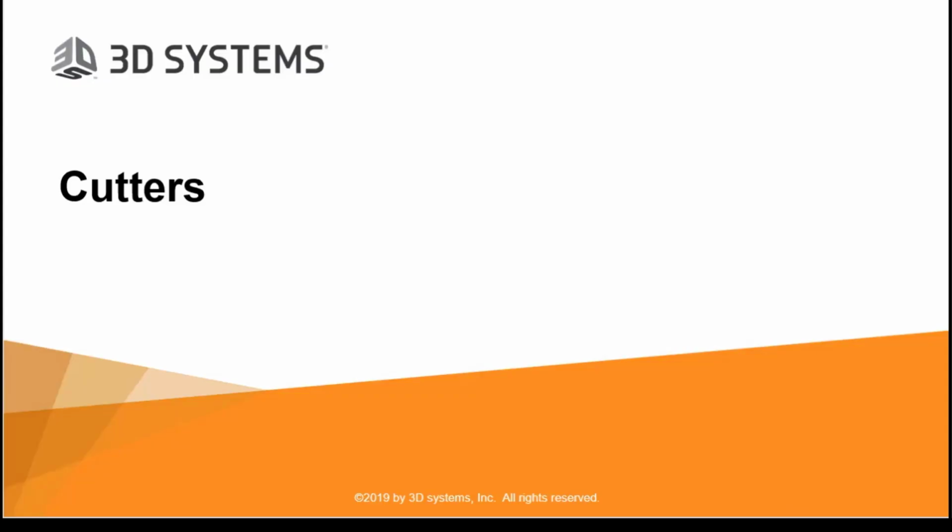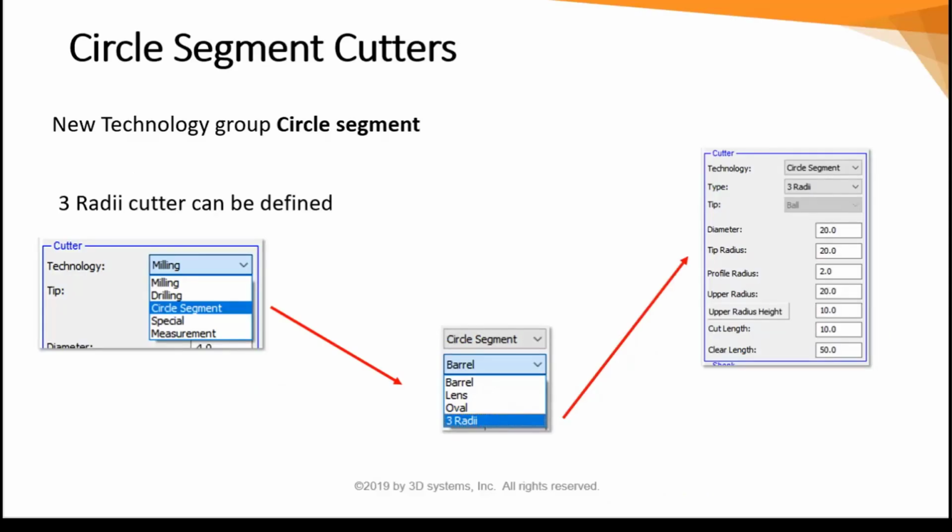In the coming slides, we will discuss some improvements in the cutter table, and we'll get to know some new cutters and new options. A new technology group, circle segment, was added. It contains all circle segment cutters. You will not find these cutters under special anymore. The cutting tools barrel, lens, oval, and 3-Radii can be utilized by Cimatron toolpath strategies.